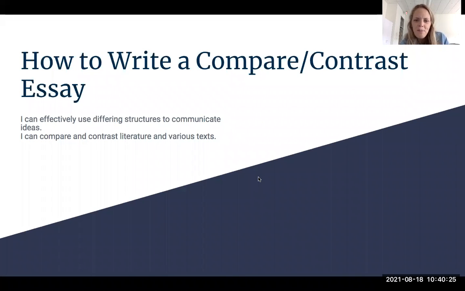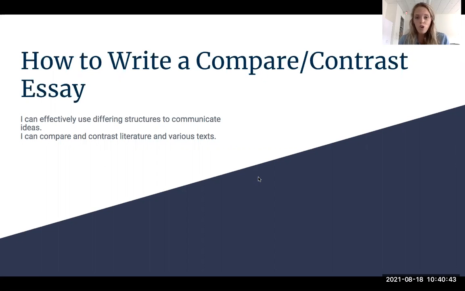All right, hello everybody. Today we're going to go over how to write a compare contrast essay. First and foremost, we want to remember that compare means things are similar between two things, and contrast means two things are different, or rather, discussing the similarities and discussing the differences.